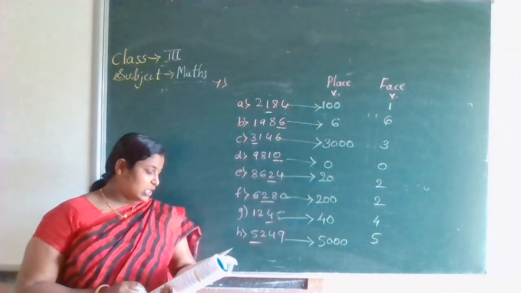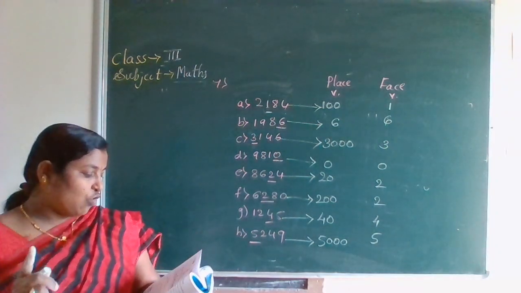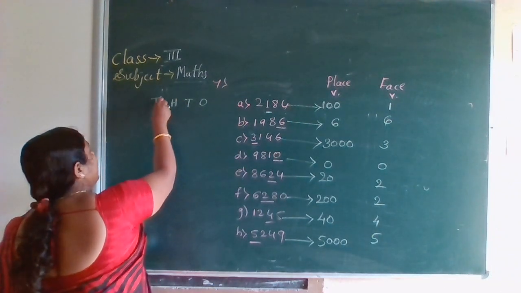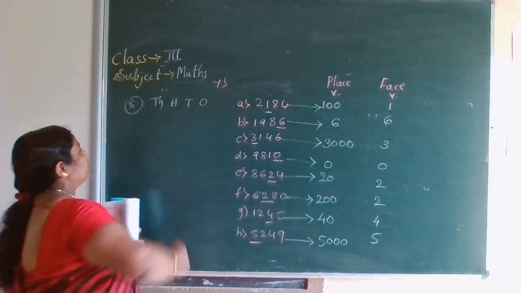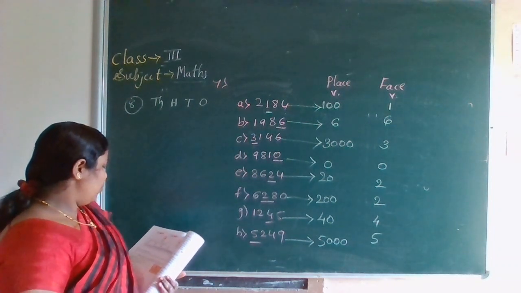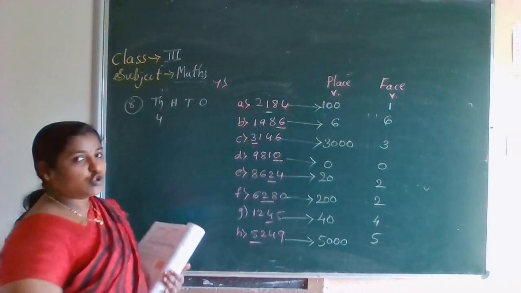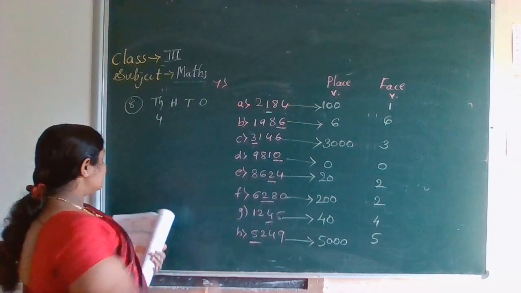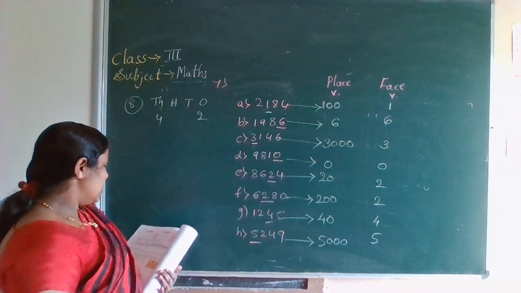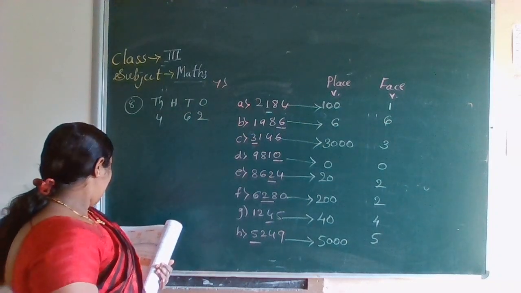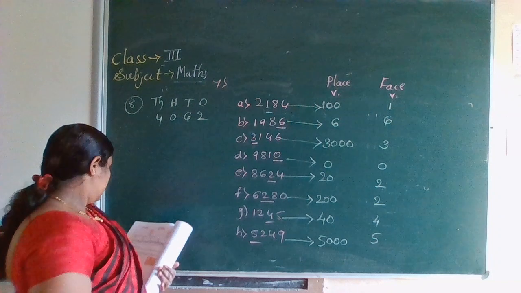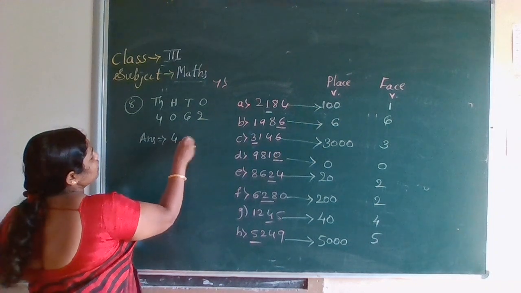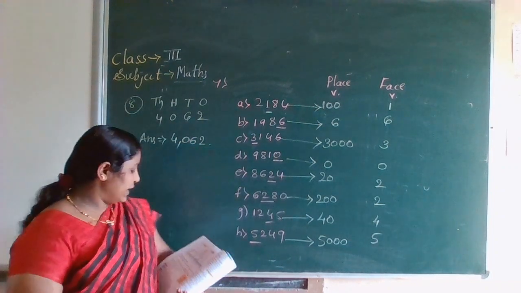And the last one is form a number with 4 at thousands place. Ones, tens, 100, 1000. Which question is it? 8th one. Form a number with 4 at thousands place. Thousands place should be 4. 2 at ones place. 6 at tens place. And 0 at the hundreds place. Okay, now what is the number? Answer is 4062. Okay, this is the 8th one.